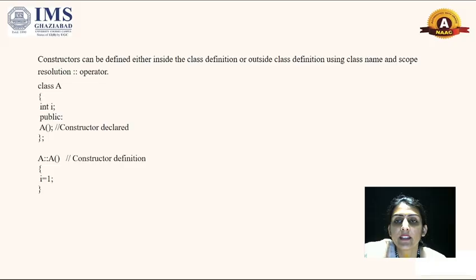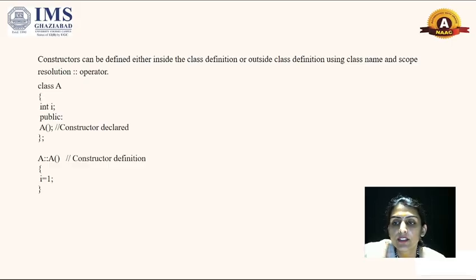Constructors can be defined either inside the class definition or outside the class definition using the class name and the scope resolution operator, that is 2 colons. Class A, integer I, then under public the constructor is declared, A is written, that means A is a constructor. The name of the constructor is the same as that of the class, so we can easily identify that this is the constructor and not any other function, because the constructor is a special function with the name of the class.